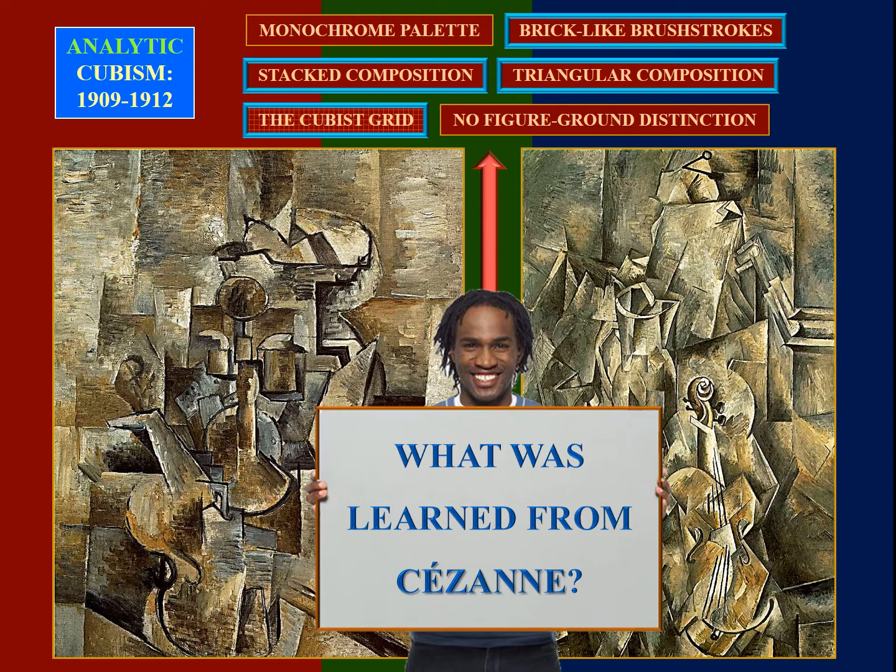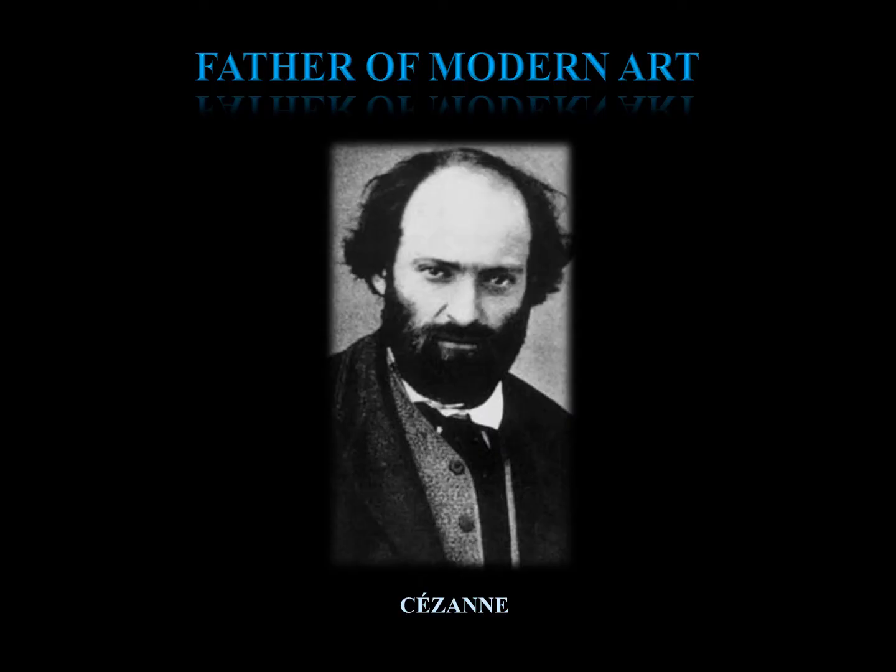Those 4 contributions of Cezanne to the development of analytic cubism earn Cezanne the title Father of Modern Art, because Cubism was that first avant-garde movement that broke away definitively from the past in picture making, and it owes so much of its inspiration to Cezanne, the father of modern art.